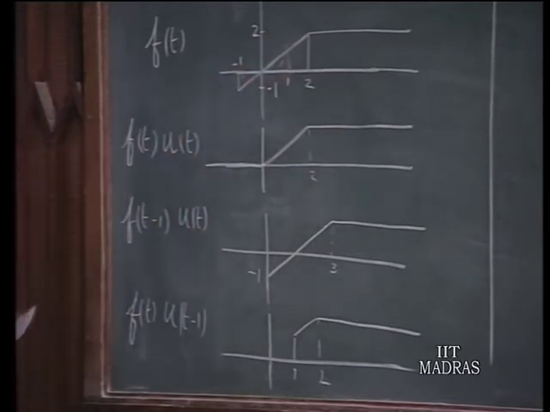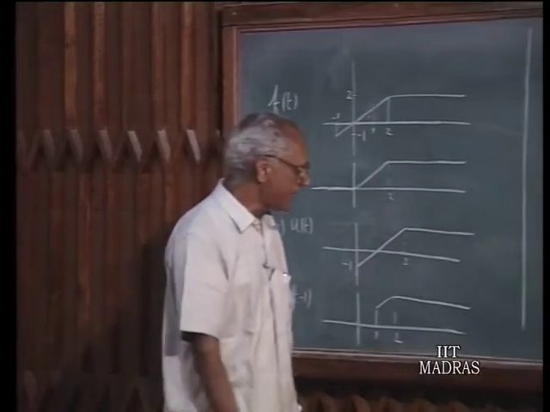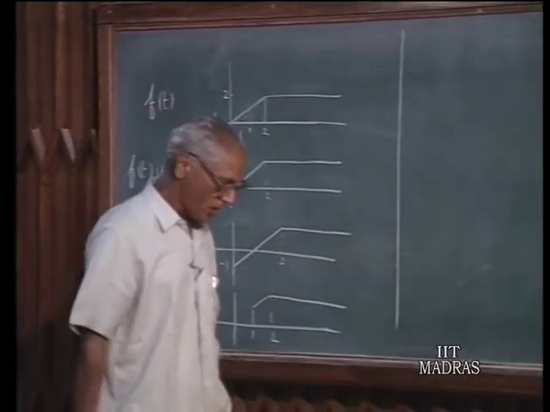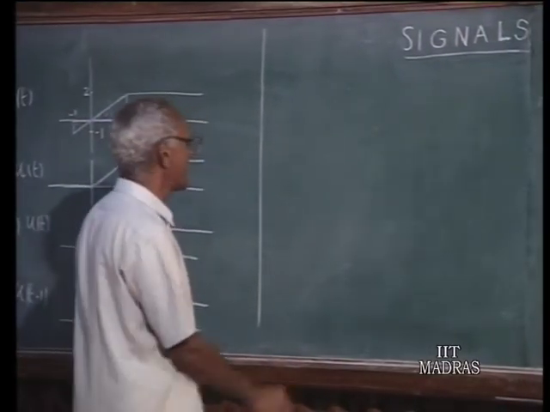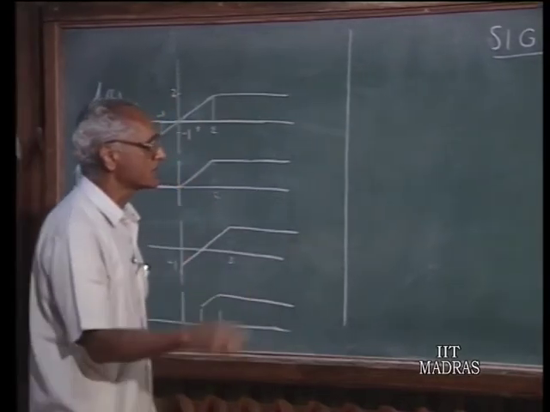So you see the notation f of t u of t, f of t minus 1 u of t, f of t u of t minus 1. This is how you can understand the meanings of the various functions of time. Whenever u of t minus 1 appears, it means it starts from t equals 1 onwards, and you should have the ability to recognize the waveforms when f of t is multiplied by delayed step functions and so on and so forth.